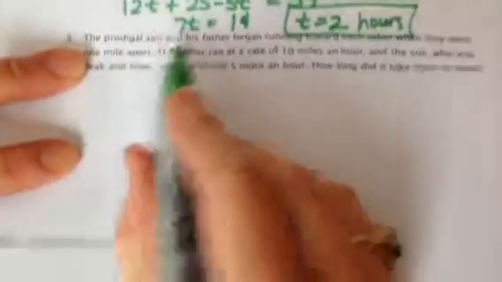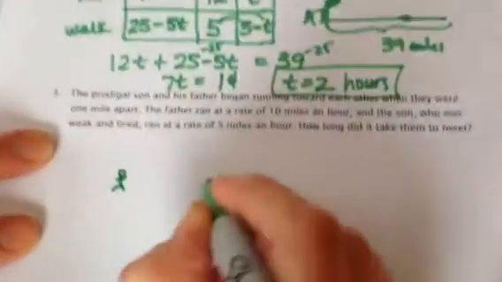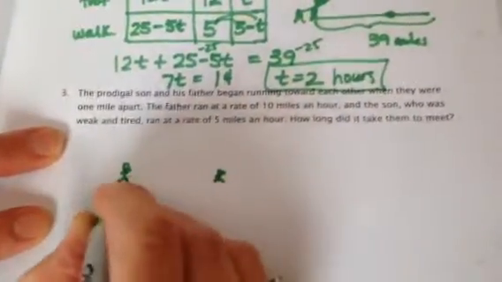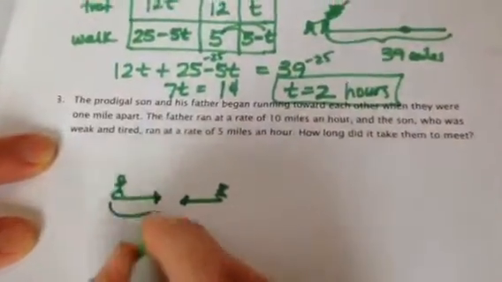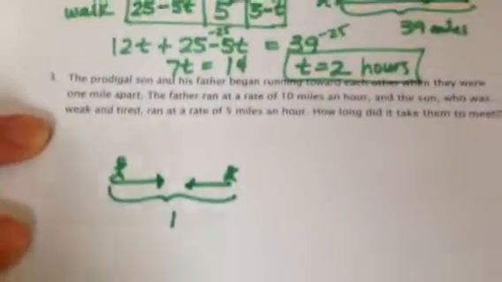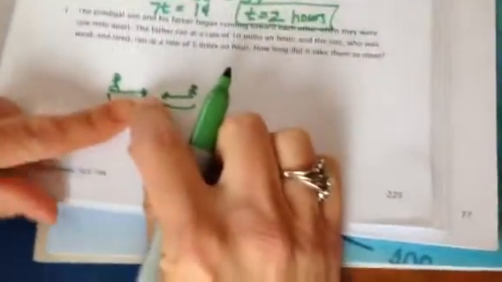We got the prodigal son and his father. They began running toward each other when they were 1 mile apart. So here they are. Here's the little dad. Here's the wheel boy right there. They're running towards each other. And they start to see each other. They're so excited. This total distance here is 1. All right? We're assuming they saw each other and they started running towards each other at the same time.